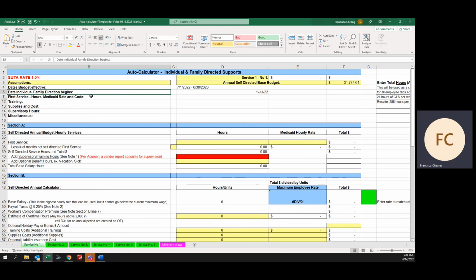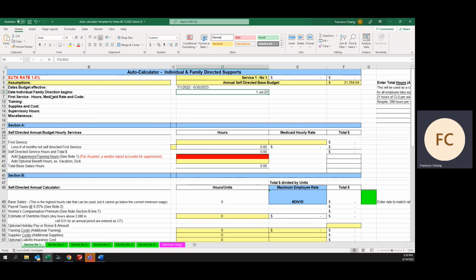Now, the date the individual family direction begins is going to be July 1st, 2022. We're making the first day of the ISP correlate with the first date that the individual self-directed budget will begin to be used. Be mindful this can be a different date. Say, for example, you're still training to be an EOR during the first few months of your ISP. You know, this could be August or September. But for our example, for the sake of simplicity, we're going to make it match. We're going to start this budget on the first date of the ISP.